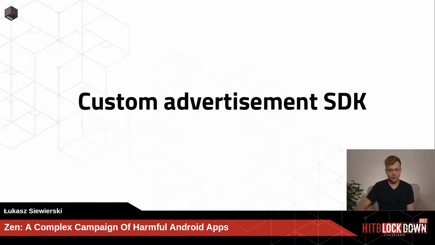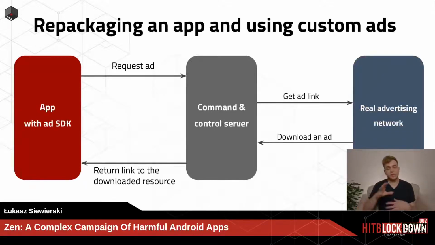Okay, let's start. So first one, as I mentioned, is the custom ad SDK. And what is a custom advertisement SDK? You can think of it like a proxy server for the ads. So what it starts with is you have an app with an ad SDK, and this ad SDK is requesting an ad from the command and control server, and the command and control server gets the ad link from the real advertising network. It downloads the ad, and then it returns the link to the downloaded resource. That way you have a proxy to all the real advertising networks.